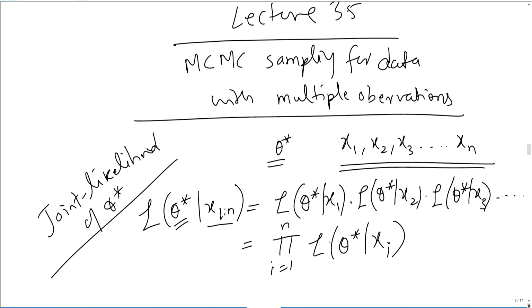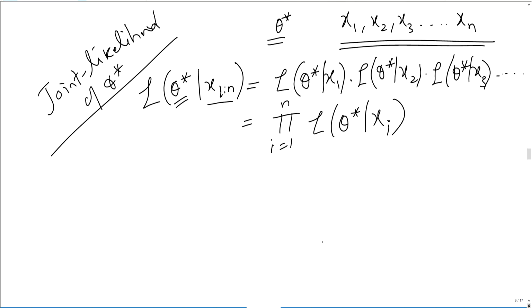Okay. So this will give you the joint likelihood. But the problem is that although you can calculate the likelihood of individual data points, when you take their product, it gives you 0 because of the computational limitation of R. So what do we do about this?